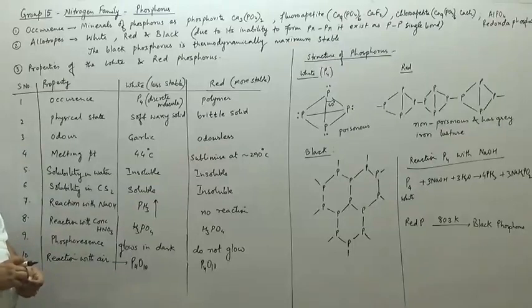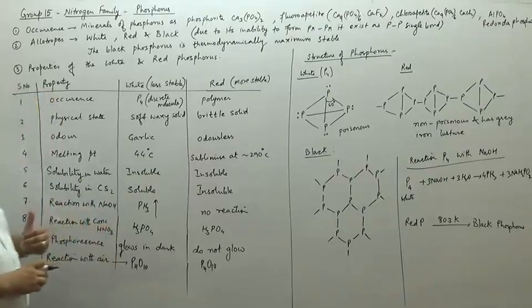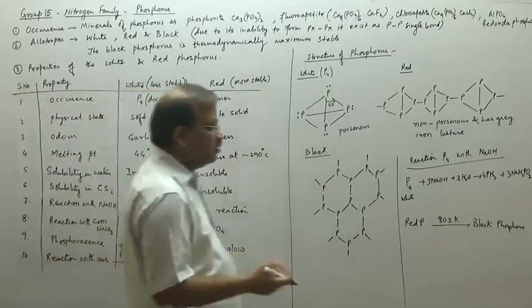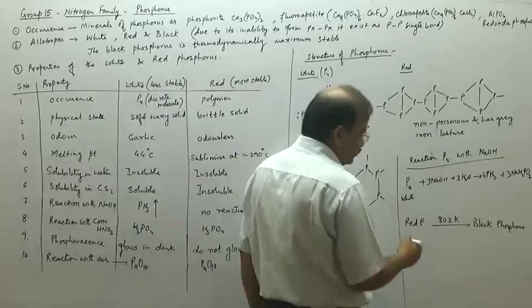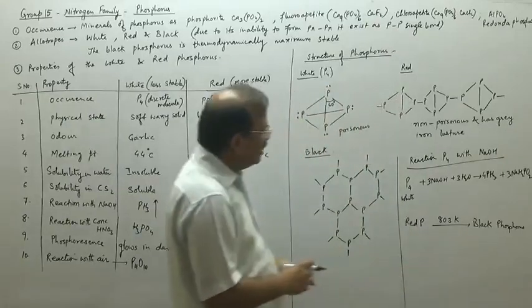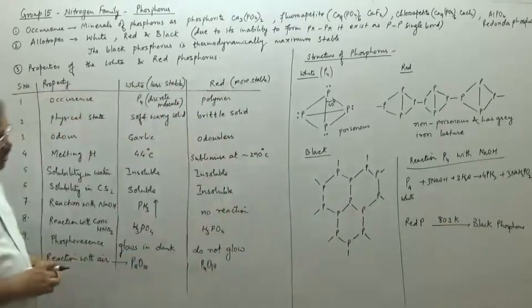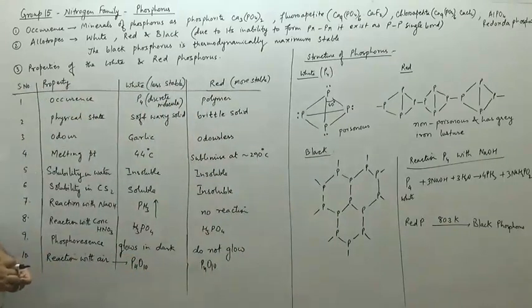And even the white phosphorus, when it is heated at around 573 Kelvin for several days in the atmosphere of CO2, will get converted into red phosphorus. So like that we can prepare the different phosphoruses. Now we can write that preparation part, how they are going to be prepared.